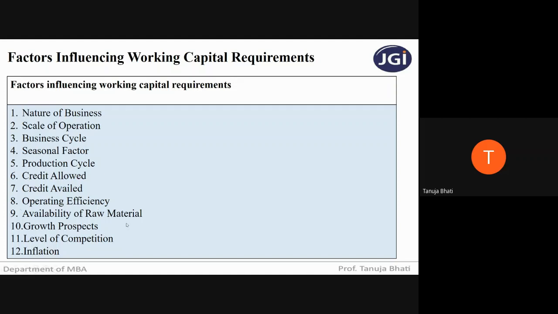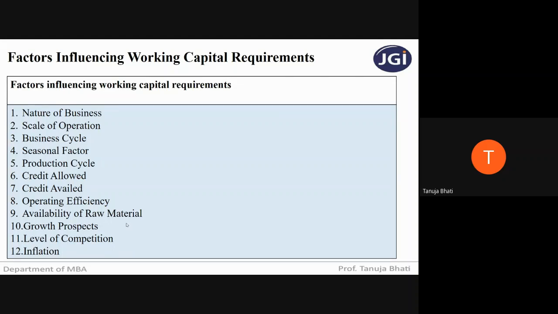Availability of raw materials. So the availability of raw material also is a factor that influences the amount of working capital. Suppose if the enterprise makes use of raw material which is available easily throughout the year, then less working capital will be required. Okay, because there is no need to stock up the raw material, as the company knows that it will be easily available, so it will not stock up the raw material, it will purchase as and when it requires, so less working capital is required.